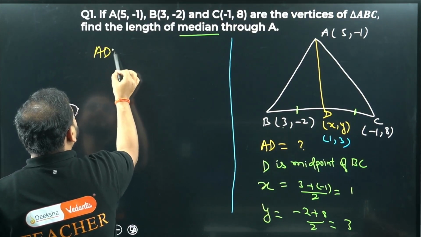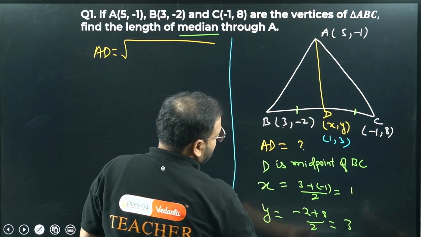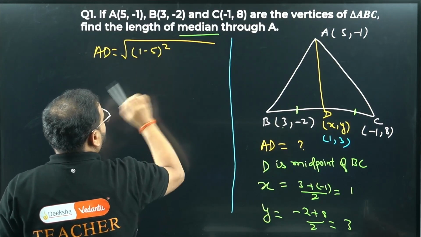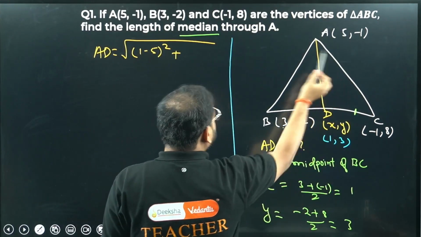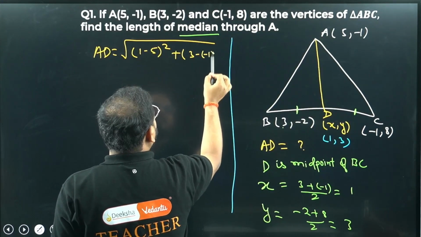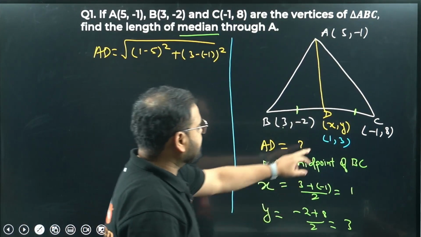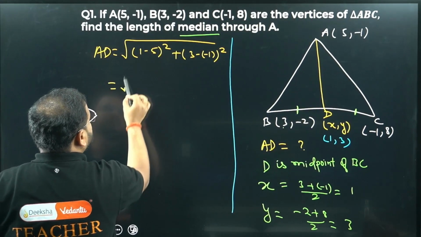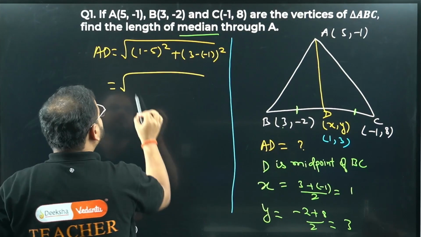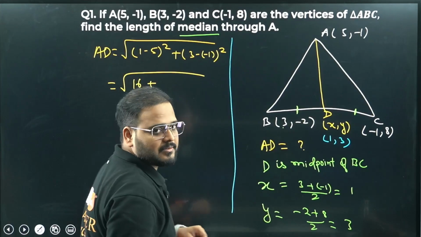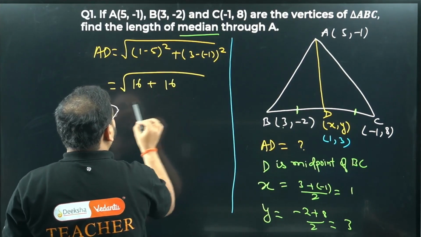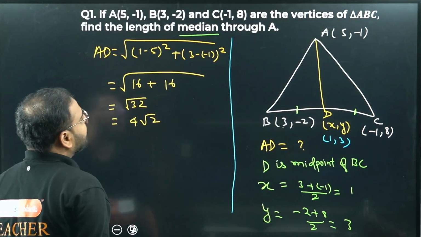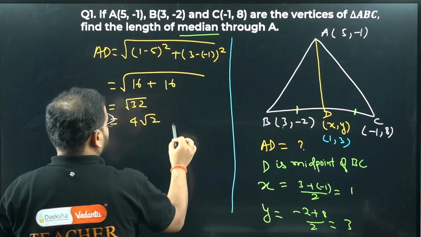You all will agree with me. What is that? Please check. 1 minus 5, x2 minus x1, the whole square, plus same way here, 3 minus -1 the whole square. Correct, right? x2 minus x1 the whole square, y2 minus y1 the whole square. How much is that? 1 minus 5 is -4, so 4 square is 16. And 3 plus 1 is 4 again, so 16. Again, what am I getting? 32, or simply 4 root 2 units.